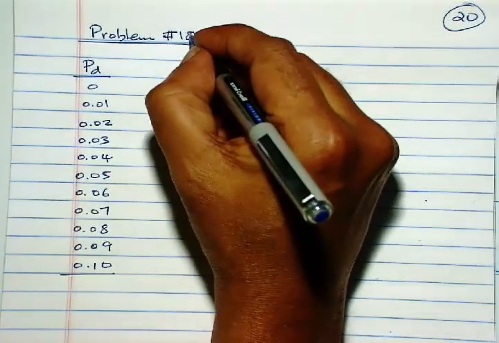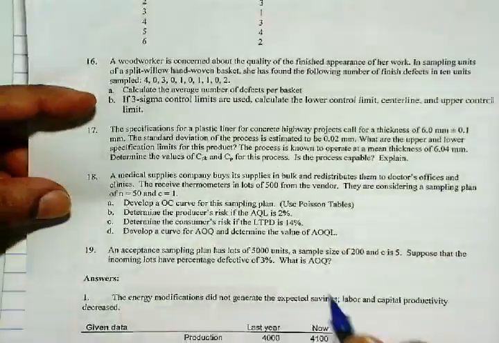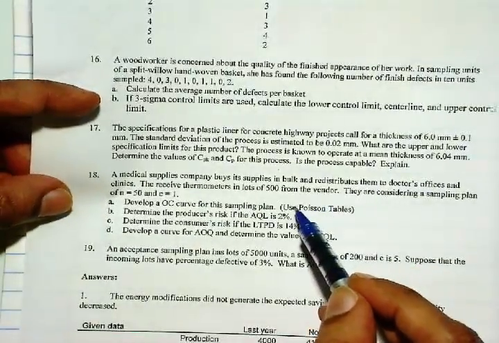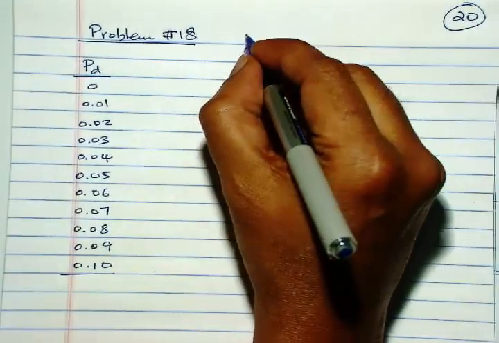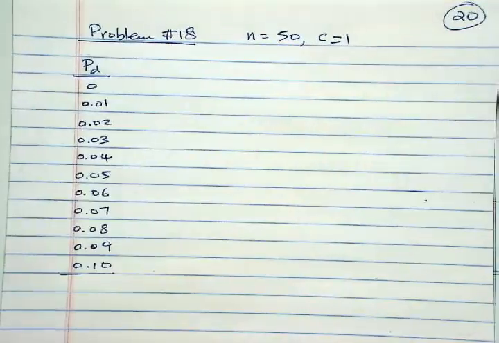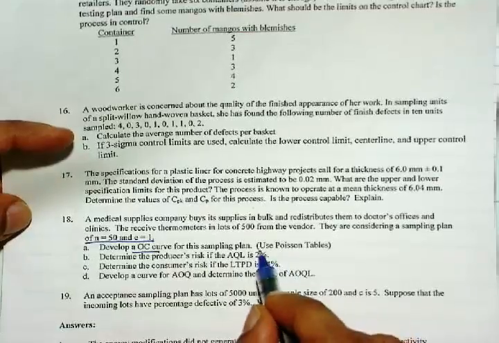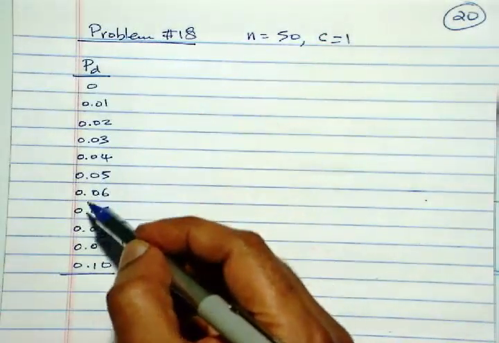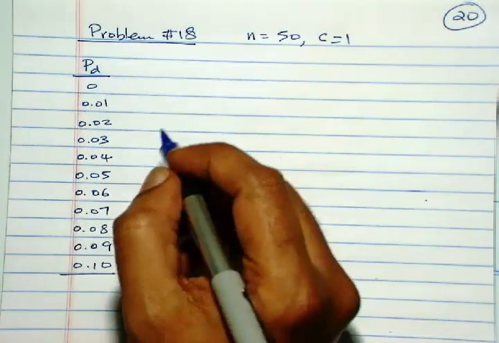Okay, next is problem number 18. Problem number 18 is about acceptance sampling. So we are given n equal to 50 and c is equal to 1, and we need to develop an OC curve. So we're going to use 0 through 10% as our P sub d value.